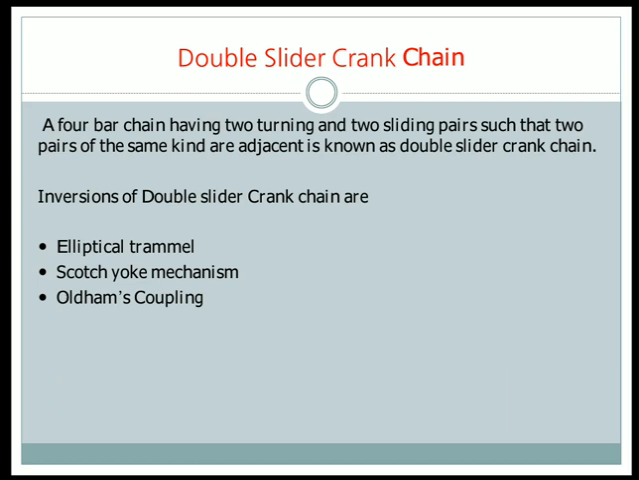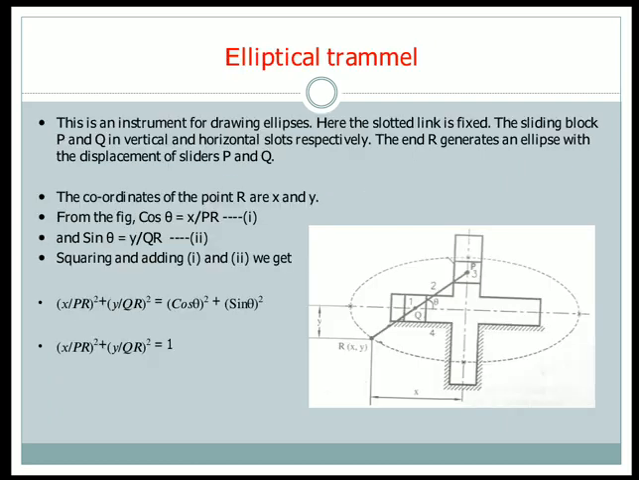This mechanism has three types of inversions. The first inversion is elliptical trammel, the second one is Scotch yoke mechanism, and the last one is Oldham's coupling. We shall see the different inversions in detail. So first we shall see the elliptical trammel. This is an instrument for drawing ellipses.